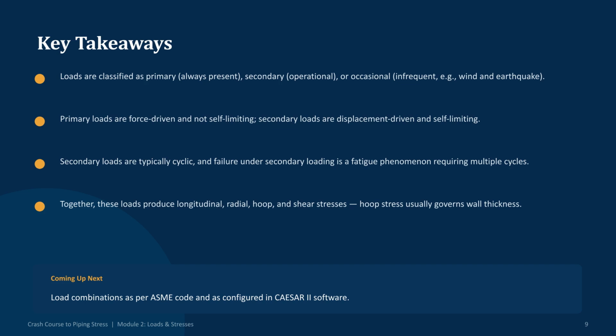That's the foundation. In the next module, we'll take these ideas and see how engineers actually combine different loads together, following ASME code rules, and how all of this gets set up practically inside CAESAR 2, the industry standard piping stress software. See you there.